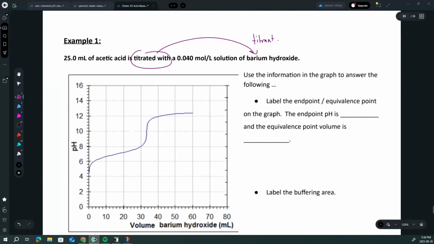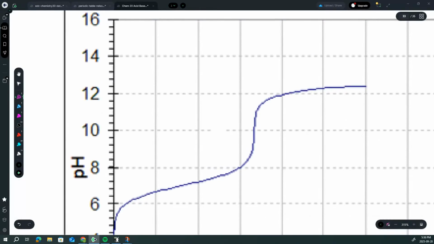All right, so we're looking at the steepest part. So again, I'm just going to draw the lines here just to help me eyeball where the steepest part is. So right in the middle, so right about there. Drawing as straight a line as I can. That wasn't very straight. So our endpoint happens roughly at a pH of 10.